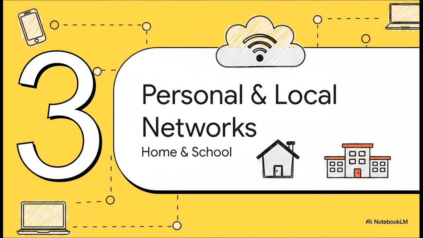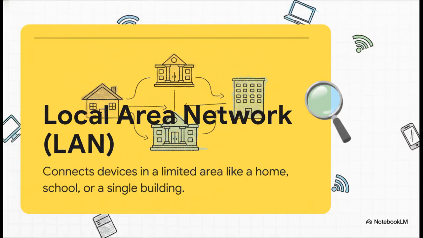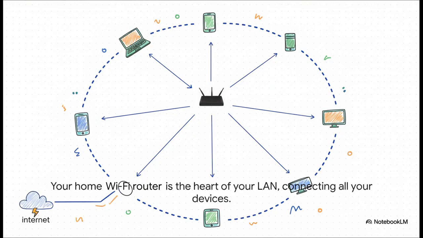Okay, so let's zoom out a little from our personal bubble to a slightly bigger area, something like your house or your school. This next one is called a local area network, or LAN, and this is the network you probably use every single day to connect to the Wi-Fi at home or at school. It's meant for a limited area, like one building. Now, what's really interesting here is how that one little box, your Wi-Fi router, connects so many devices. It connects your phone, your parents' phones, your laptop, letting everyone share the internet or even a single printer. It's the heart of your home network.